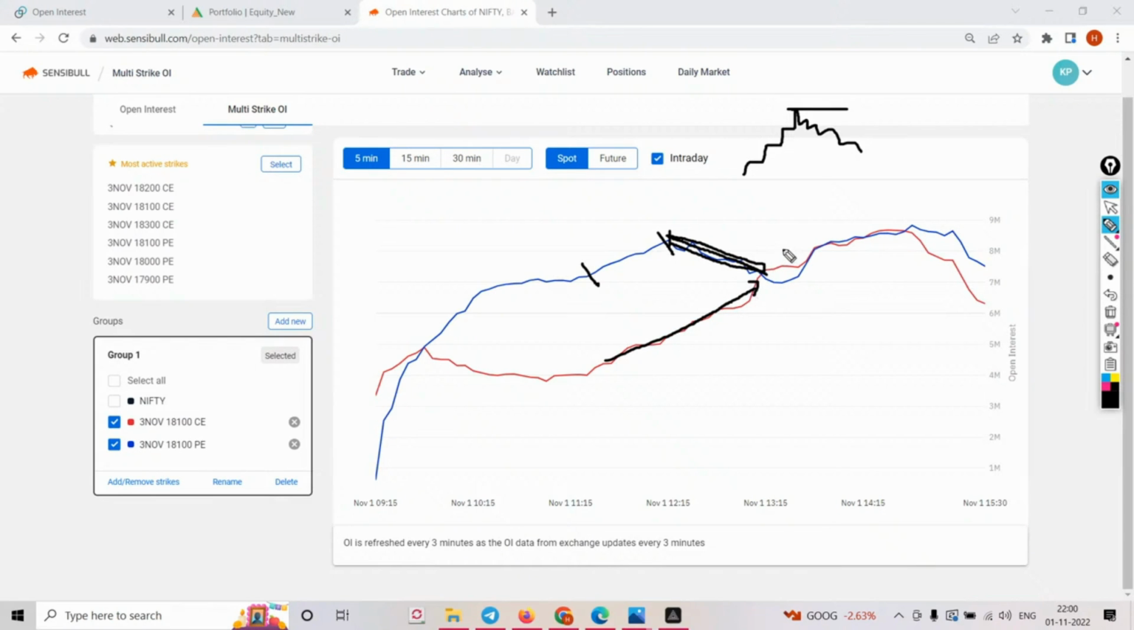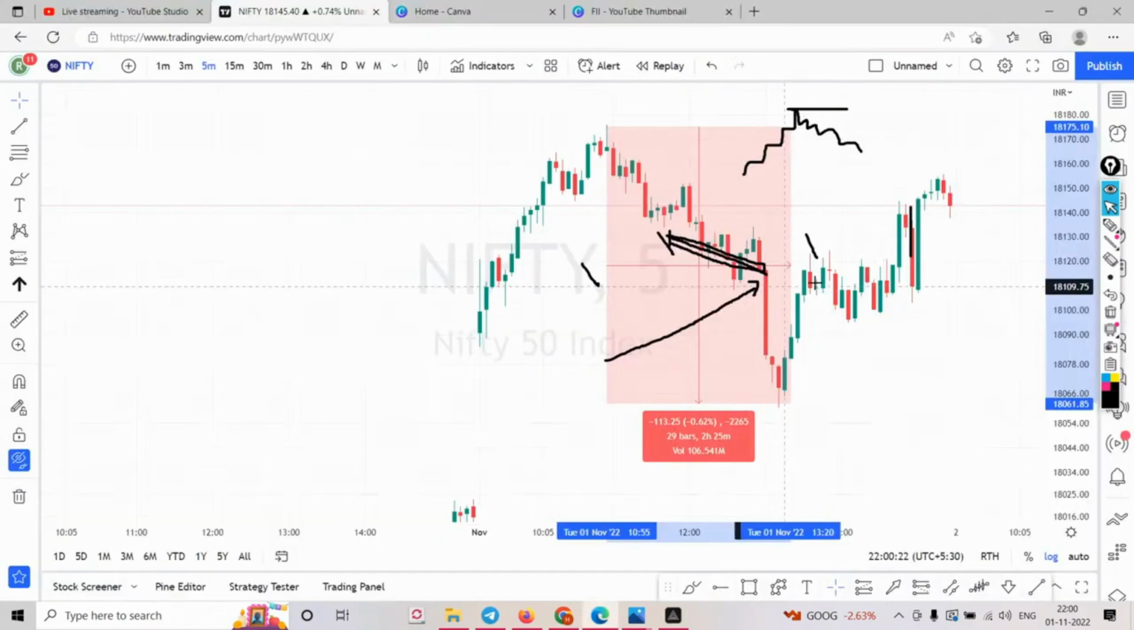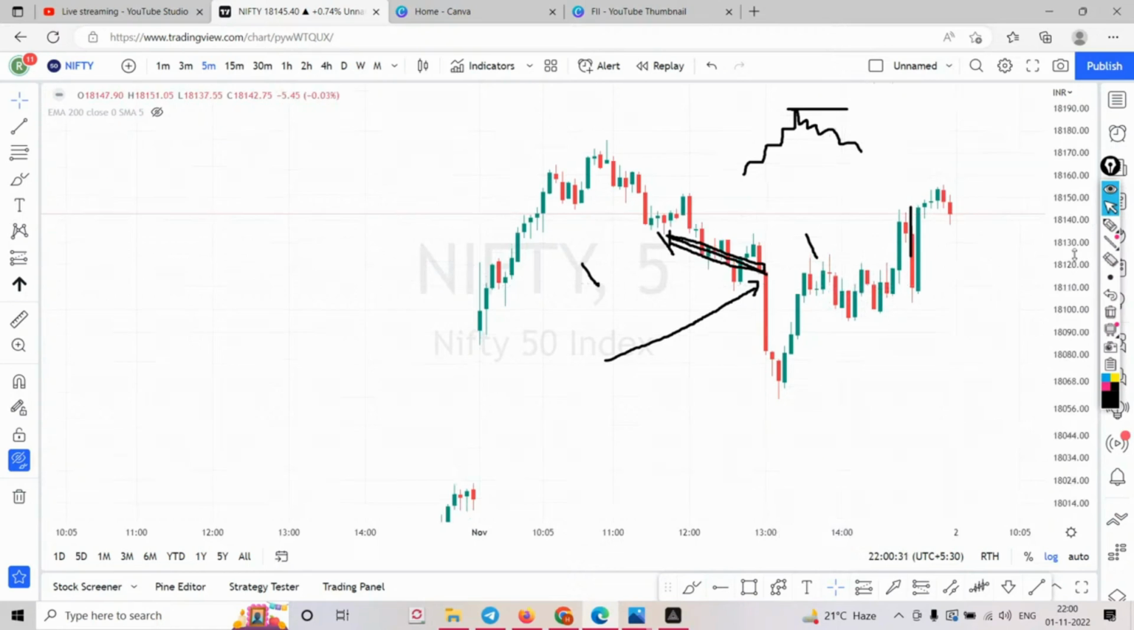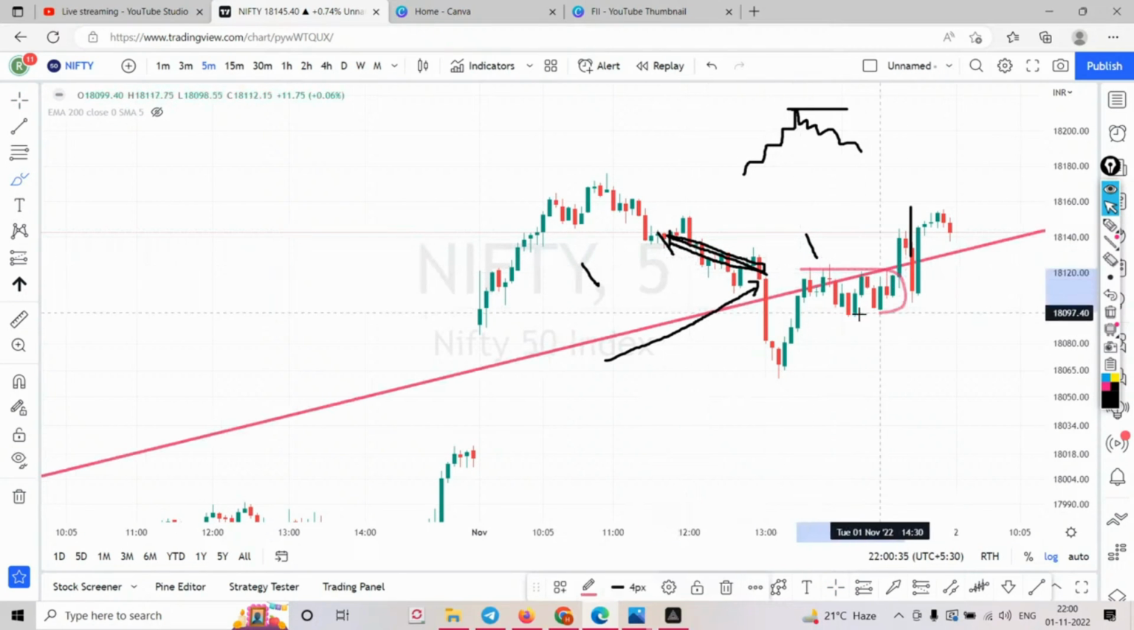Okay, so what happened, why is this sideways? Let me check the market. Almost from 1:40 till almost 2:40, the market was sideways. Let me delete this. Yeah, see, from 1:40 till almost 2:40, the market was sideways. Do you see this? The market was always sideways.